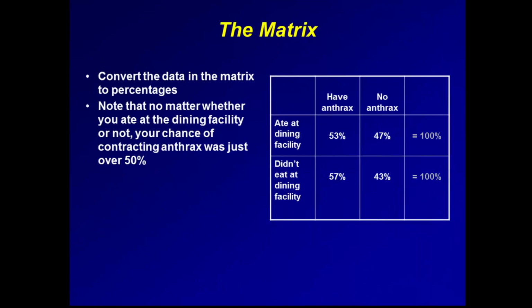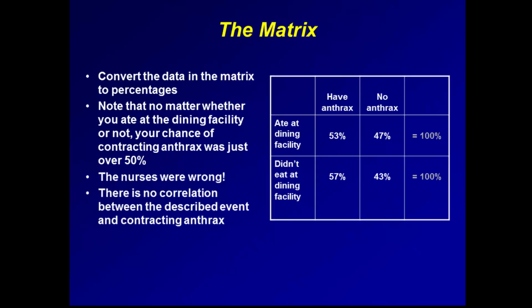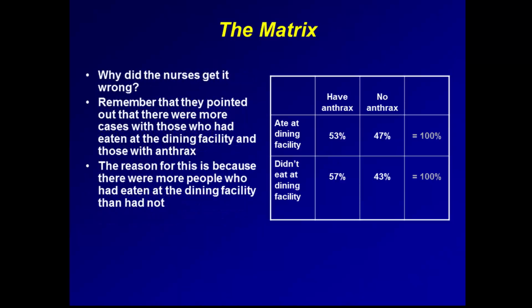Your matrix should look like this. Did you make sure your percentages across the rows add up to 100%? Again, I ask, what's your analysis of the percentages in the matrix? Is there a correlation? You should have concluded that the nurses were wrong. There is no correlation between those who ate at the dining facility and those who contracted anthrax. I think that answer becomes clearer when viewed as percentages from the standpoint of who ate at the dining facility.